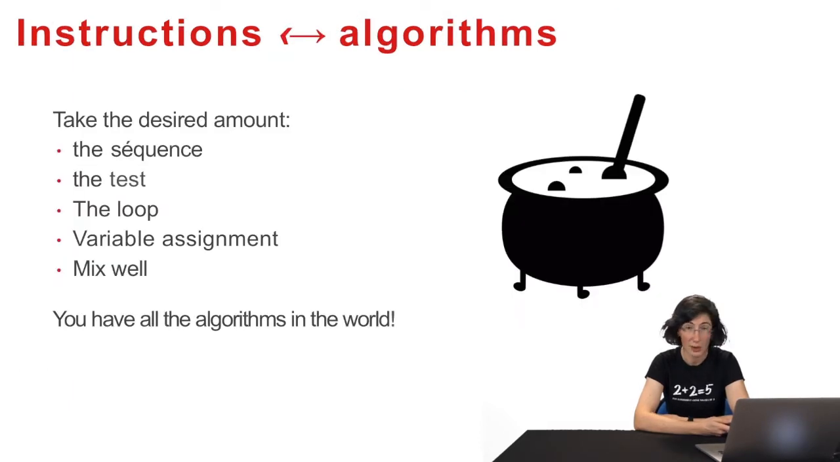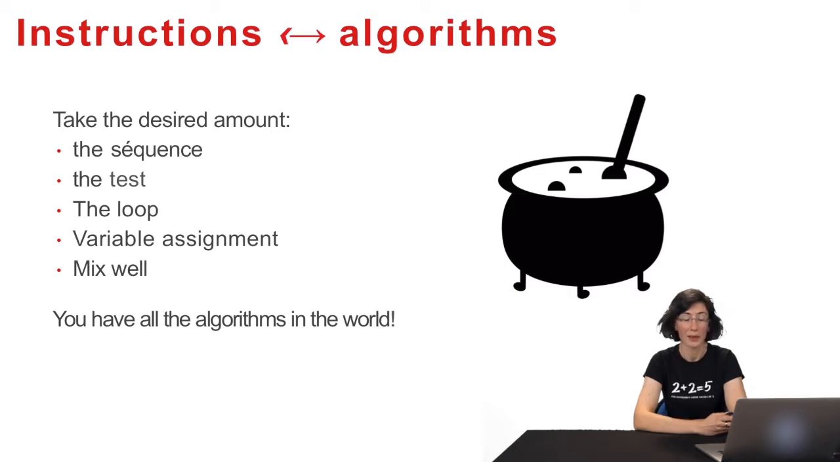So with all those instructions, the sequence, the test, the loop, and the variable assignment, all the algorithms in the world can be done. Just take all those instructions, in any way you like, as much as you like, and you obtain any kind of algorithm. So you just need to know these instructions to be able to do anything in algorithmic.